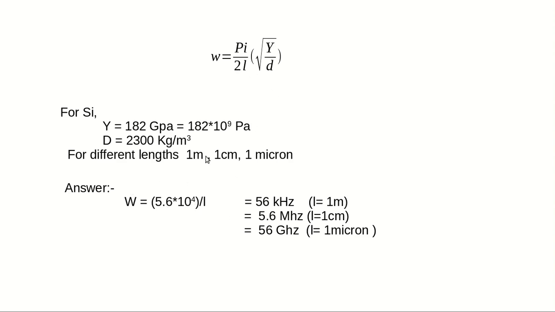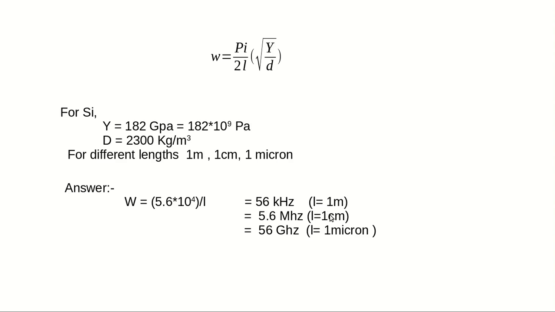So when I put the value of 1 meter here, I will get 5.6 into 10 raised to 4 hertz, because the unit of frequency is hertz or per second. So 10 raised to 3 hertz is 1 kilohertz. So I have adjusted this so that I will get this in kilohertz. So this is 56 kilohertz for 1 meter length of the cantilever.